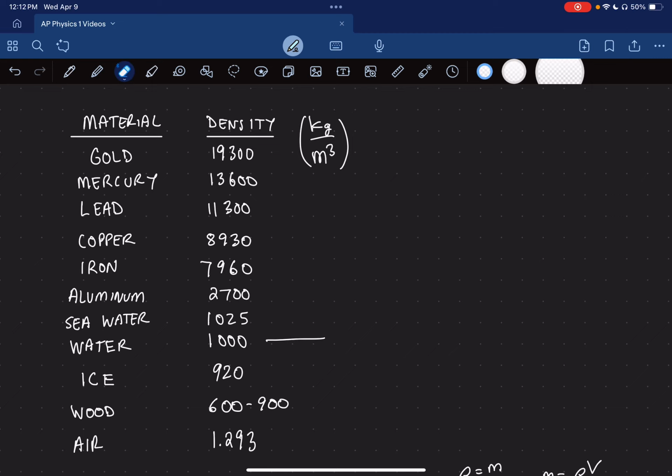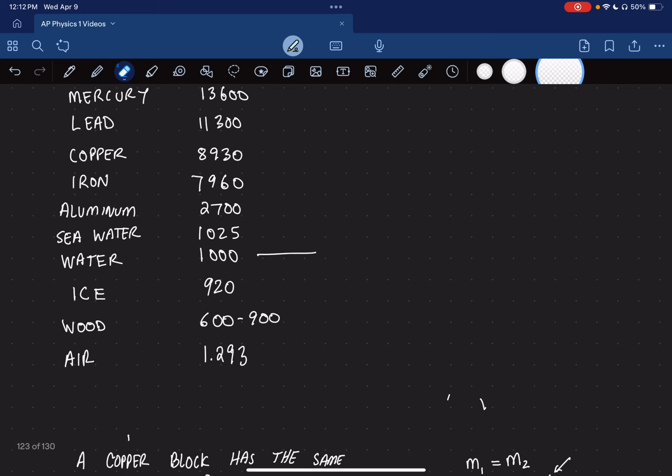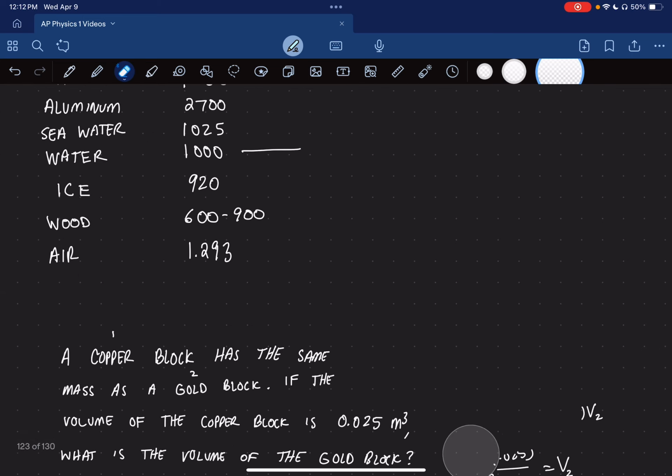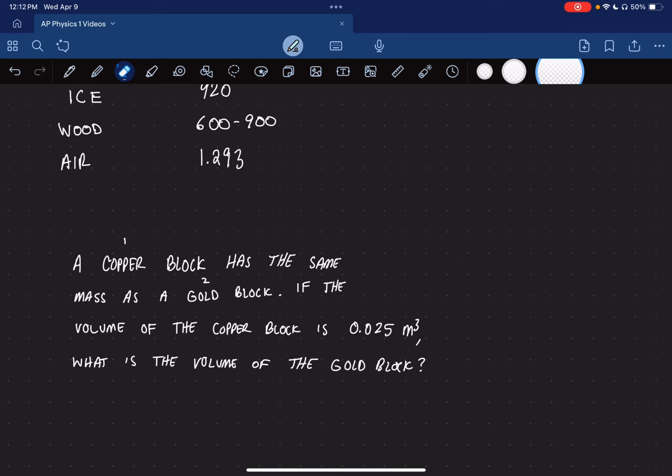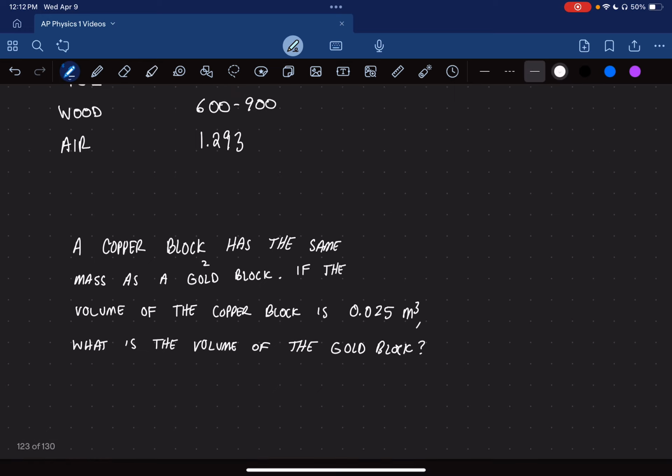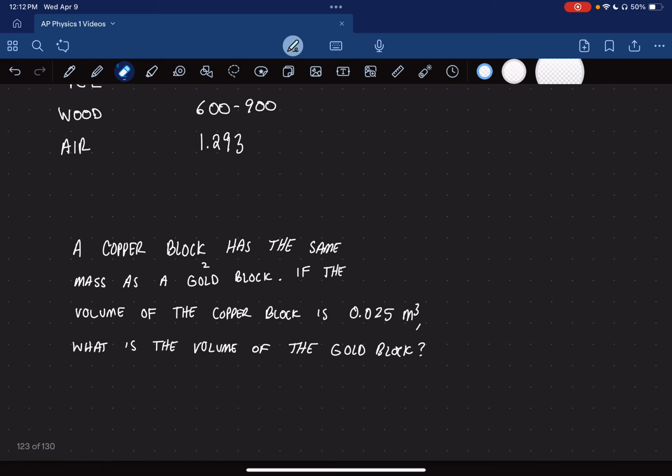I'm going to erase this down here because we accidentally solved the problem already when I tried to record this previously. So there we go. Let's go ahead and solve an example here. A copper block has the same mass as a gold block. Of course, they're not the same volume because they're different densities. If the volume of the copper block is 0.025 meters cubed, what is the volume of the gold block?